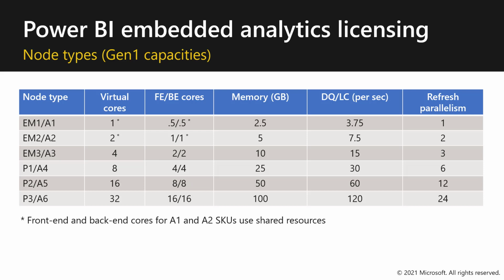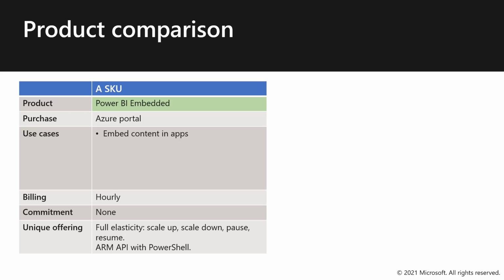Okay, Alon, well now let's compare the A and P SKUs. So let's start with A SKU. Remember, this is the Power BI Embedded product. You can purchase them in the Azure portal, and it's for embedding content in apps. The billing is hourly, there's no commitment, this is very important, and it provides a unique offering, full elasticity: scale up, scale down, pause, resume, and automate everything with our API using PowerShell.